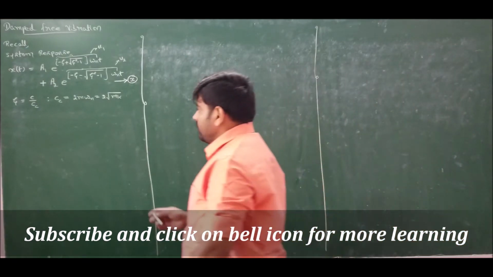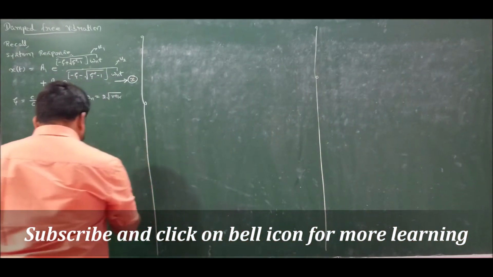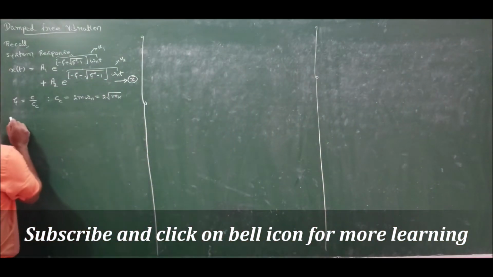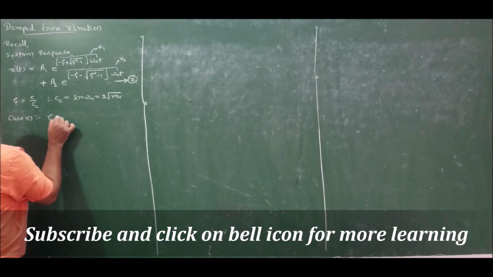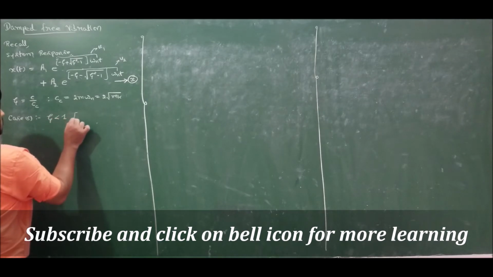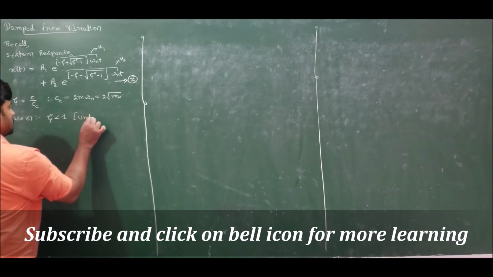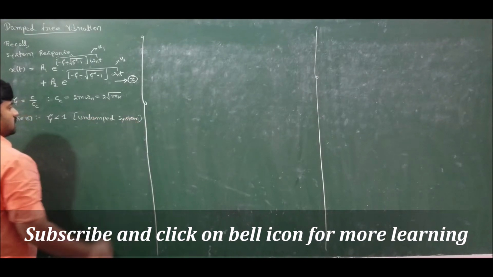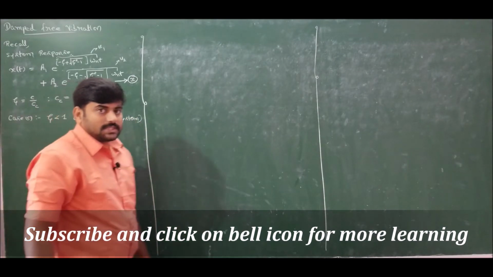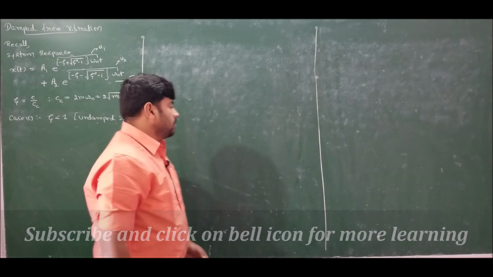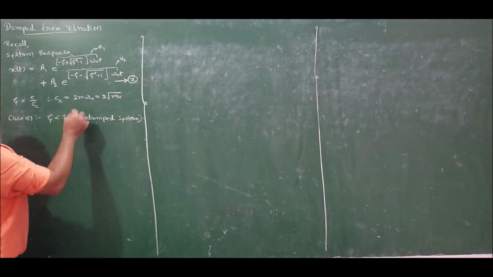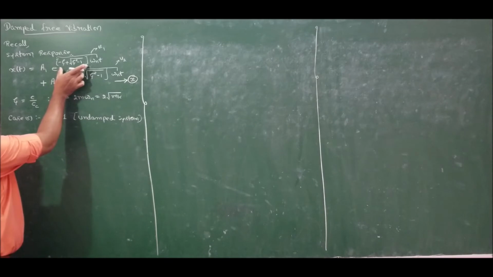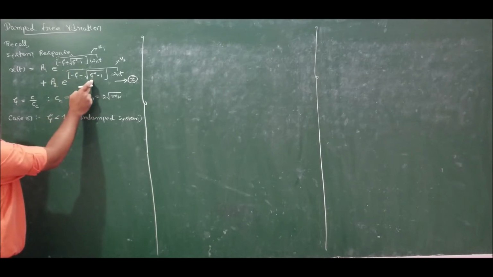Next, moving ahead to case C. In case C we are going to discuss what happens when zeta is less than 1, which is nothing but an underdamped system. So far we have discussed the overdamped system and the critically damped system. Now I am interested in discussing the underdamped system, when the value of zeta is less than 1. So what happens to the values of the roots when zeta is less than 1?